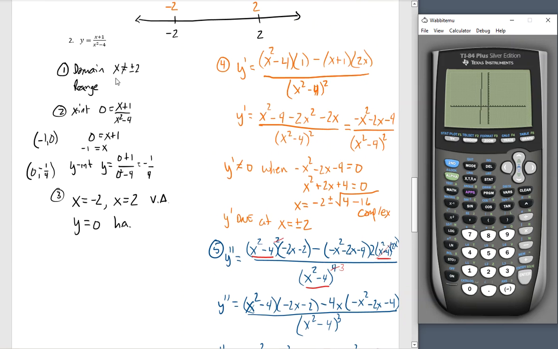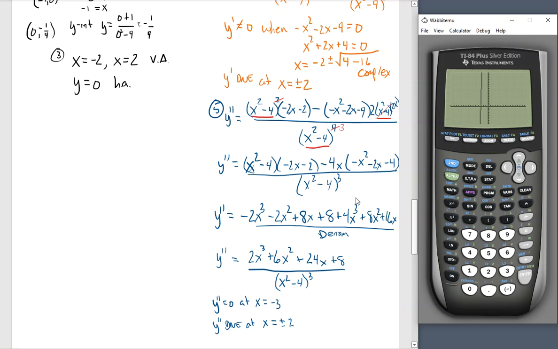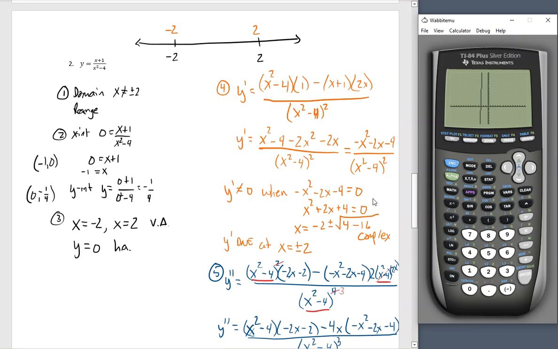Okay, domain, range, x-intercept, y-intercept, asymptotes. Original function stuff, all in black. First derivative, we find that it's never 0, but it does not exist at -2 and at 2. We have some issues with concavity over here at -3, though. So what's going on? Let's do some test values. I got something dealing with -3 over here.